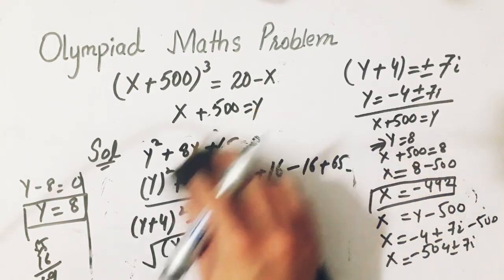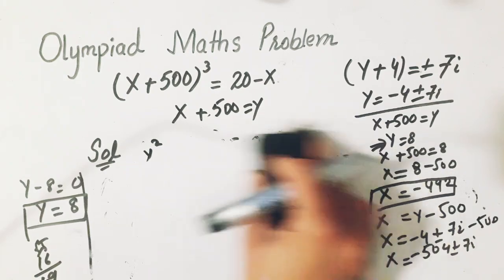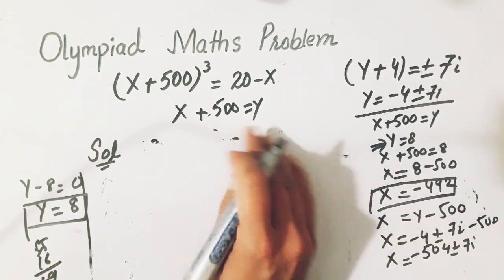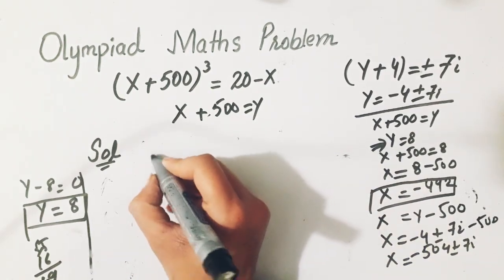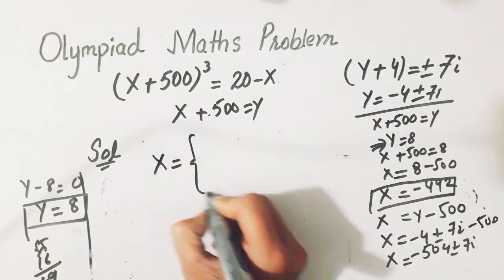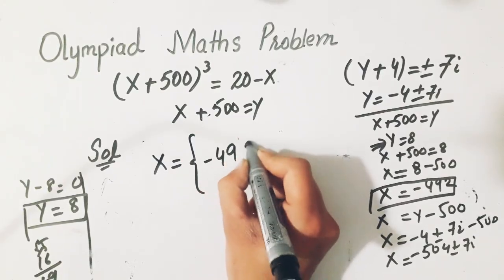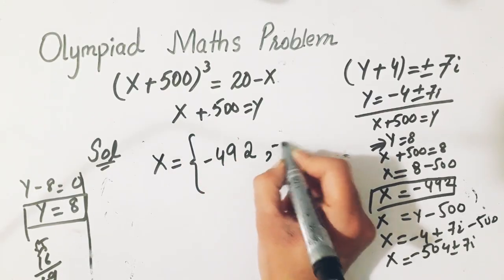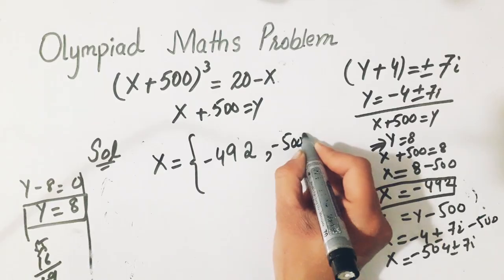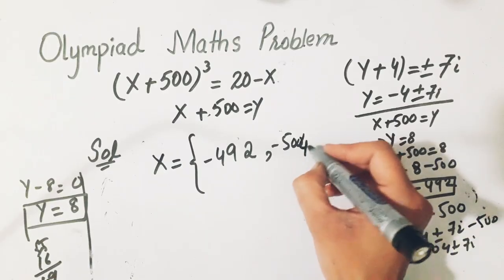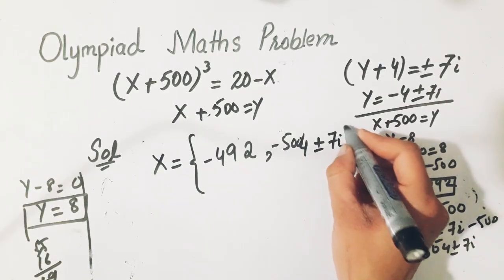Now we will write the final answer in the middle. First is x equals minus 492, and x equals minus 504 plus minus 7i.